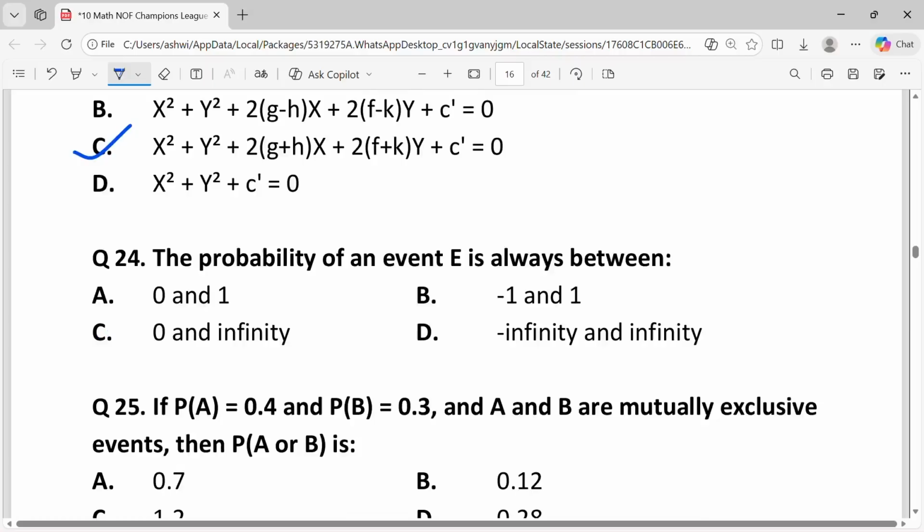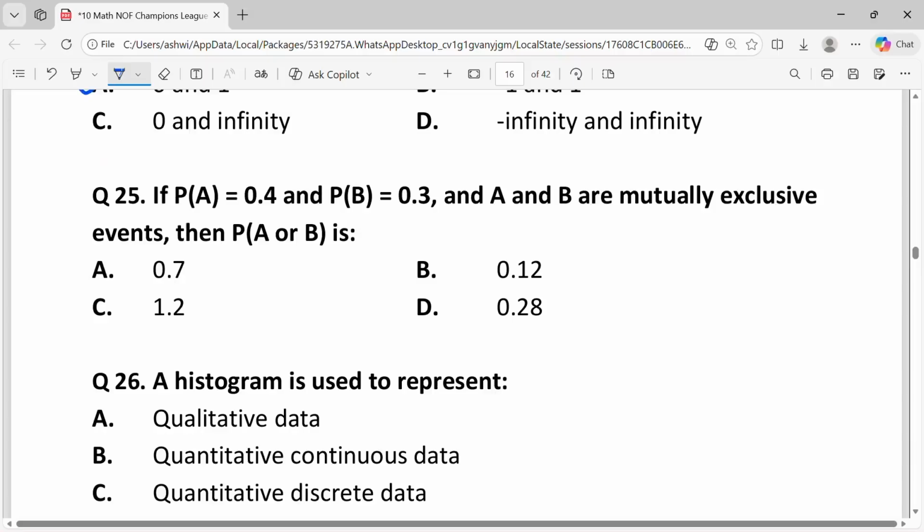Question 24. The probability of an event E is always between A, 0 and 1. The probability of any event must be a non-negative number and cannot exceed 1. A probability of 0 means that the event is impossible, and a probability of 1 means the event is certain to occur. Therefore, the range of probability is between 0 to 1 inclusive.